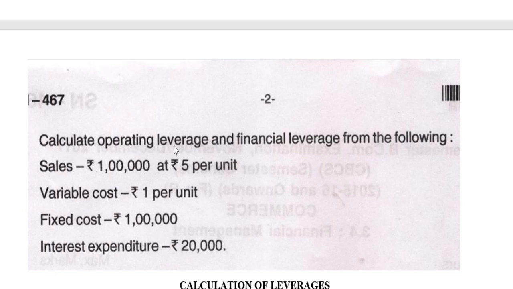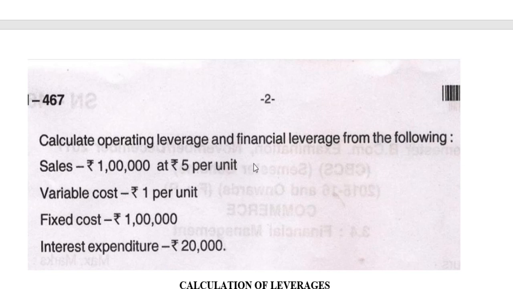Calculate operating leverage and financial leverage from the following. Sales is rupees 1 lakh at rupees 5 per unit, the variable cost is rupees 1 per unit, fixed cost is 1 lakh, and interest expenditure is 20,000. Dear students, here they have given the sales value as well as the selling price per unit. It means you need to calculate the number of units sold.